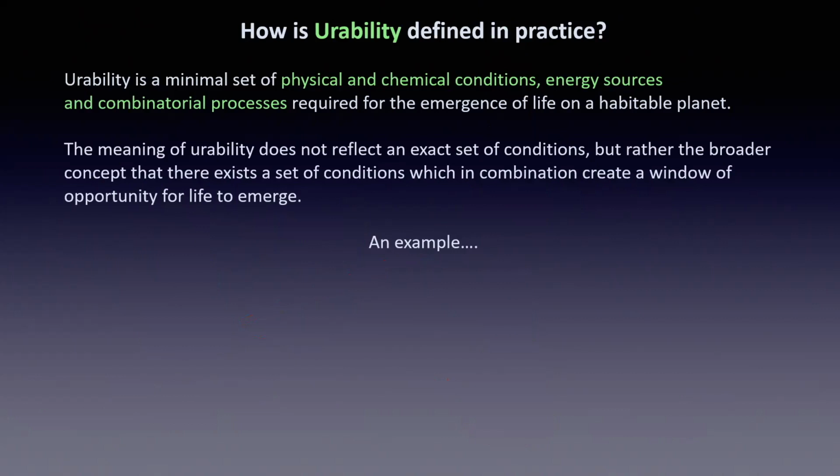So let's think now about how we're going to define habitability. We've gone through the definition at a fairly abstract level, but now we're going to get down to the physical and chemical properties required for a planet to be habitable, and also energy sources and combinatorial processes. All of those are part of what we mean by habitability.